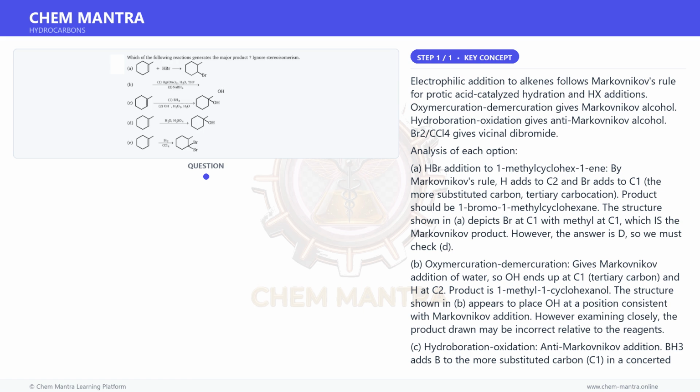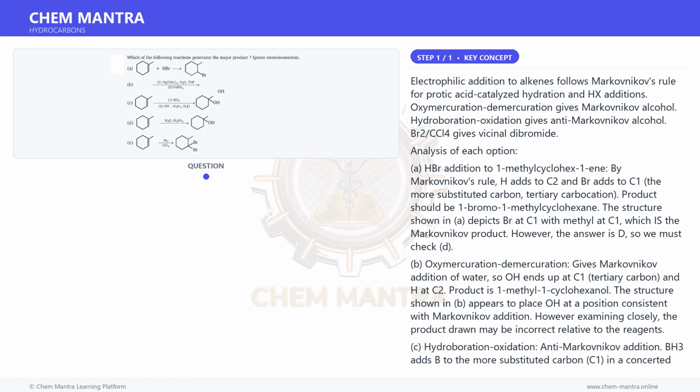D. Acid-catalyzed hydration, H2O, H2SO4, Markovnikov addition of water. Protonation occurs at C2, the less substituted end of the double bond, generating a tertiary carbocation at C1. Water attacks C1 to give 1-methyl-1-cyclohexanol, with OH and methyl both at C1. The product shown in D depicts OH at C1 with methyl at C1. This is the correct major product of acid-catalyzed hydration following Markovnikov's rule. This matches the expected product perfectly.